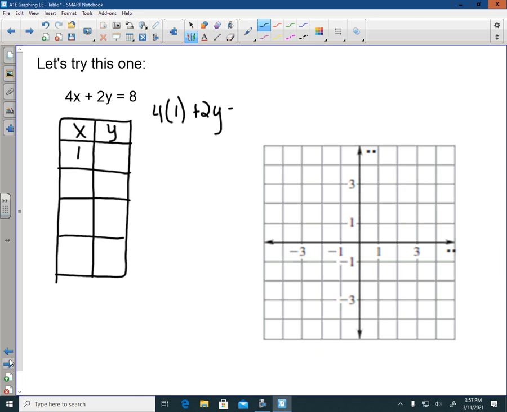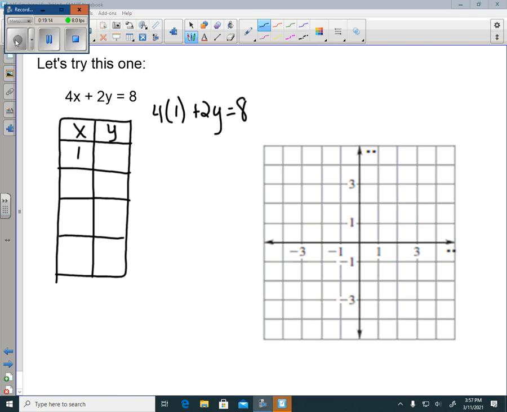Oh, my screen stopped working. What's going on there? All right, I might have to pause this for a second until the board starts working. I'll be right back. Okay, I'm back.